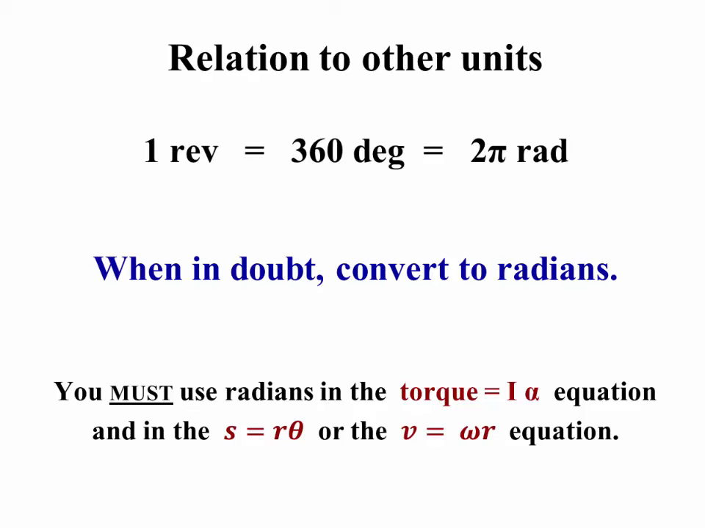If you've got a problem where everything is in degrees and seconds, you can leave it all in degrees and seconds. But if you've got a mix of units, convert to radians. And in particular, if you're going to use the answer like alpha in an equation like torque equals I alpha, or if you're going to use the angle or the angular velocity in something like s equals r theta or v equals omega r, those angular variables must be in radians for that equation to be valid.